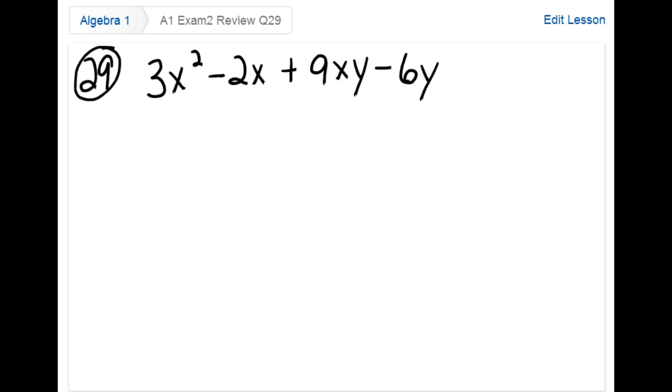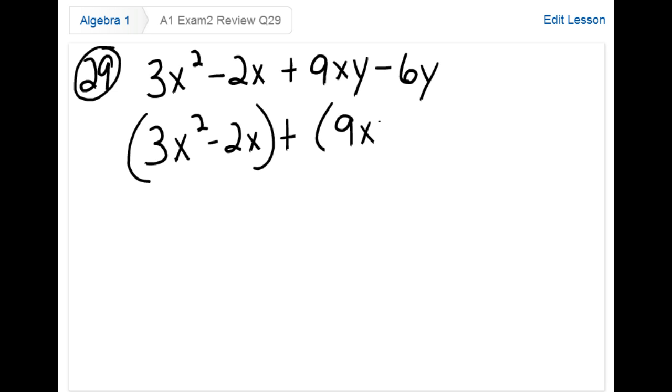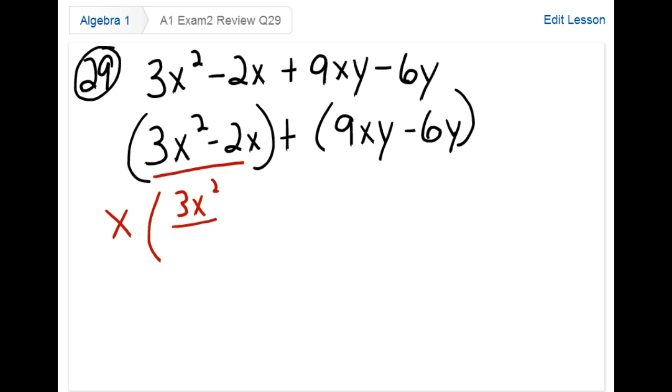Question 29. Factor the polynomial 3x squared minus 2x plus 9xy minus 6y. We're going to factor by grouping. So we'll take our first two terms and group them together, plus our third and fourth term and group them together. Now we're going to take out from this first set of parentheses the greatest common factor. Well, the only thing these two terms have in common is an x. So I'm taking out an x, which means I'm going to divide it out of everything on the inside.